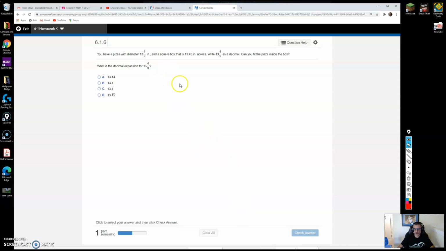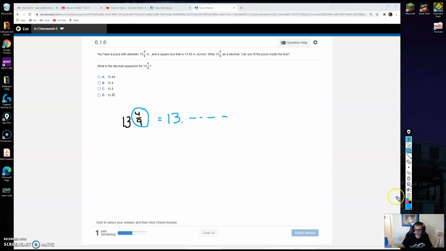Okay, sometimes they're going to give you a mixed number, and it says you have a pizza with a diameter of 13 4/9 and a square box that is 13.45 inches across. Write 13 4/9 as a decimal. So if you're converting a mixed number like 13 4/9 to a decimal, you really only need to worry about this part right here, okay? We know that this is going to equal 13 point something. Maybe it repeats, maybe it terminates, but we know the 13 is going to be there. So don't stress about it. Just go ahead and convert 4/9 to a decimal.